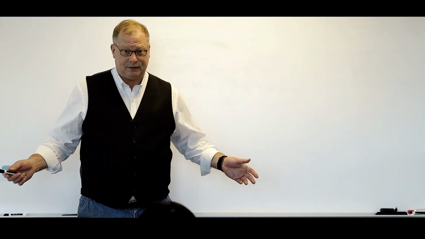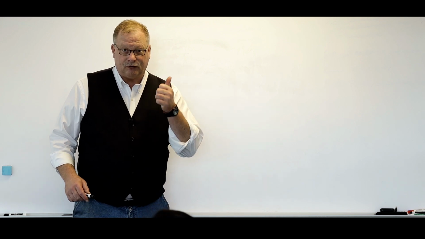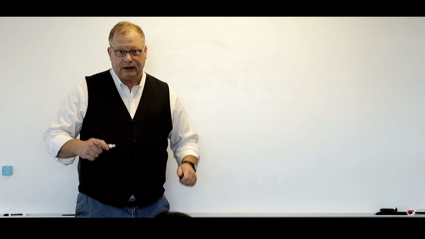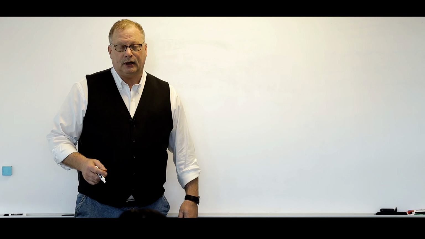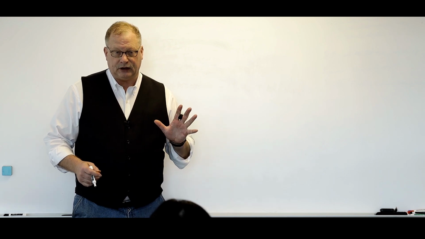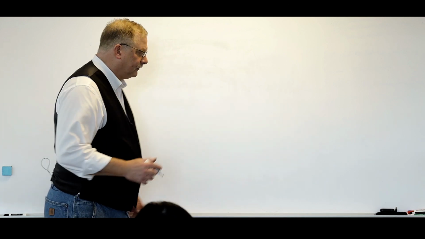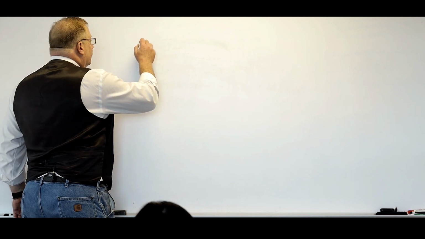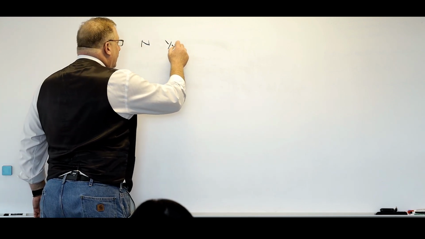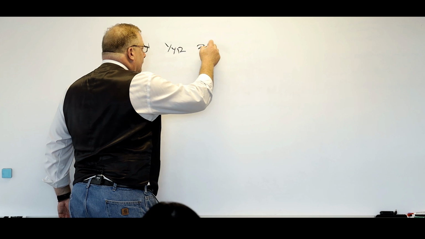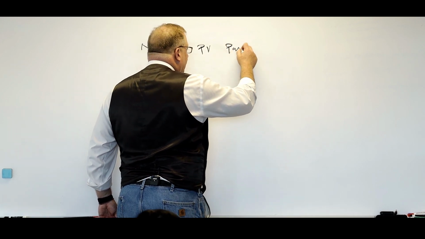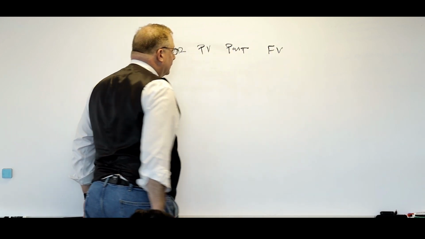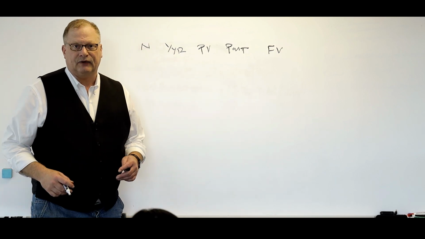Alrighty then. Time value of money. Ready? Okay. First thing we have to know about time value of money is the top row on the calculator. There are 5 different keys, and they're the same whether you're on a 10B2, a 12C, a spreadsheet, a piece of software, it doesn't matter. It's always these 5. You have N, you have IYR, you have PV, you have PMT, and you have FV. Those are your 5 time value of money keys.